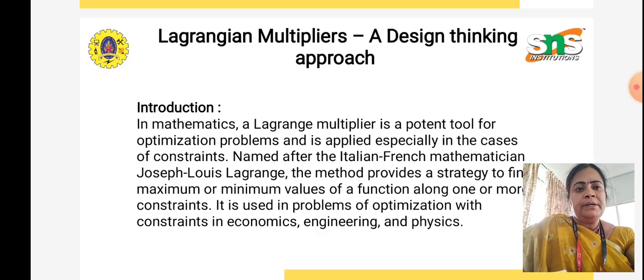In mathematics, a Lagrangian multiplier is a potent tool for optimization problems and is applied especially in the cases of constraints. It is named after the Italian-French mathematician Joseph Louis Lagrange. This method provides a strategy to find maximum or minimum values of a function along one or more constraints. It is used in problems of optimization with constraints in economics, engineering and physics.